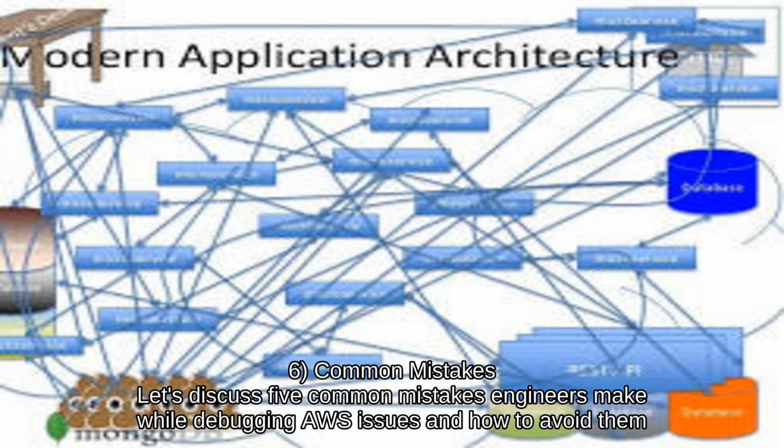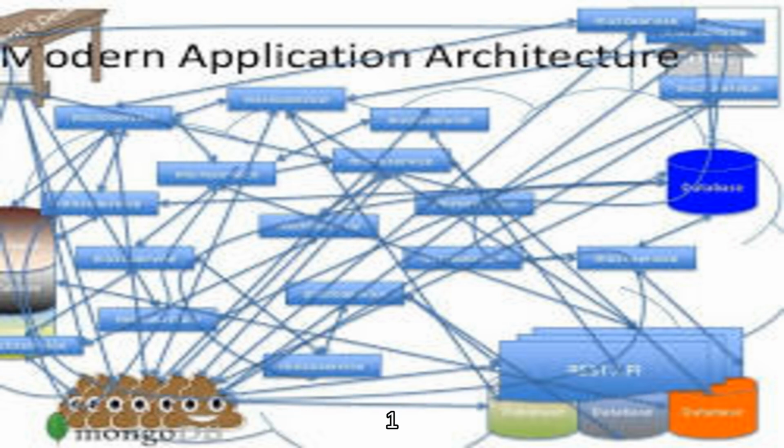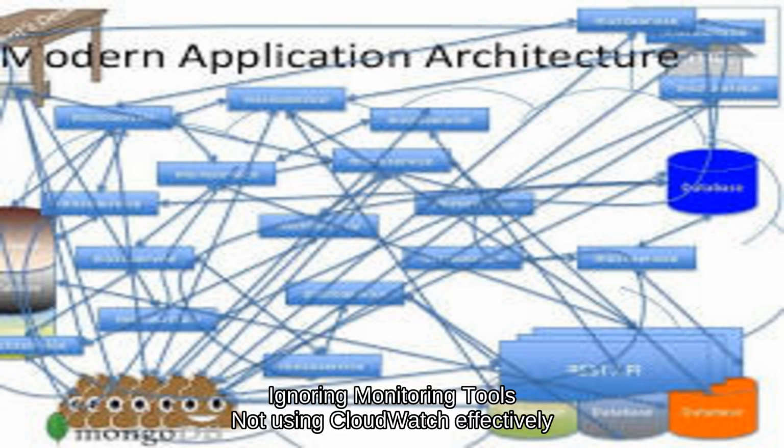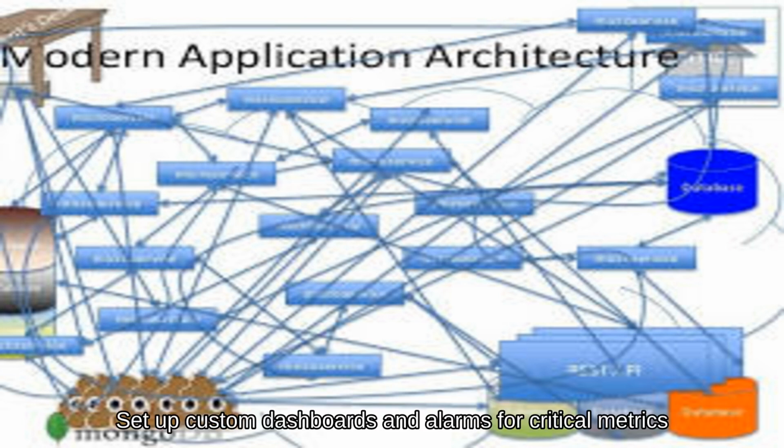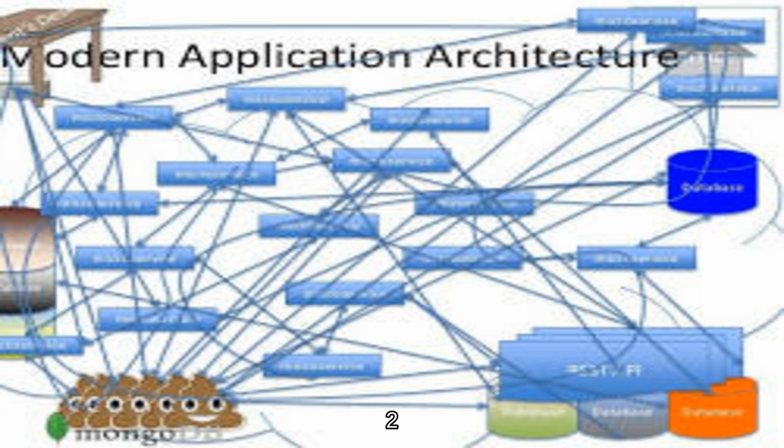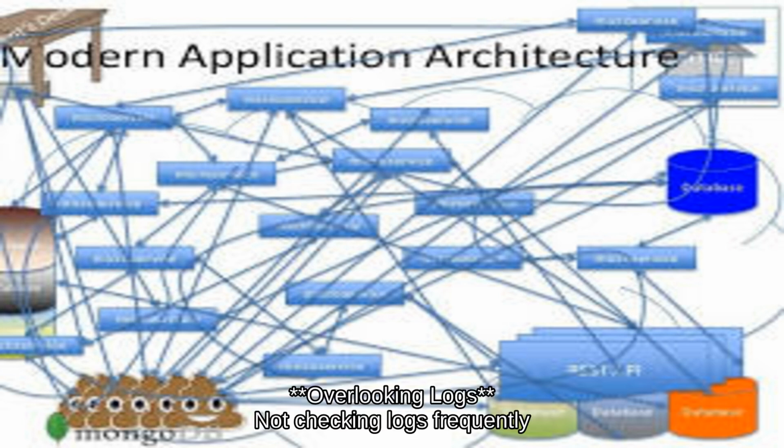Common mistakes. Let's discuss 5 common mistakes engineers make while debugging AWS issues and how to avoid them. 1. Ignoring monitoring tools. Not using CloudWatch effectively. Set up custom dashboards and alarms for critical metrics.